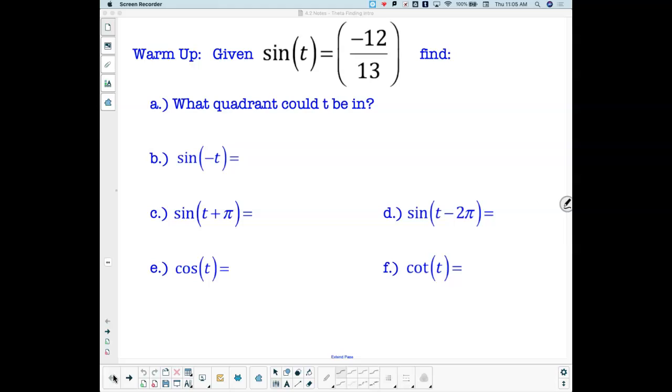What quadrant can it be in? 3 and 4, right? Okay, because sine is negative, and sine is negative in the bottom half of the unit circle, because sine is y, so y's have to be negative, so it can be either in quadrant 3 or quadrant 4.